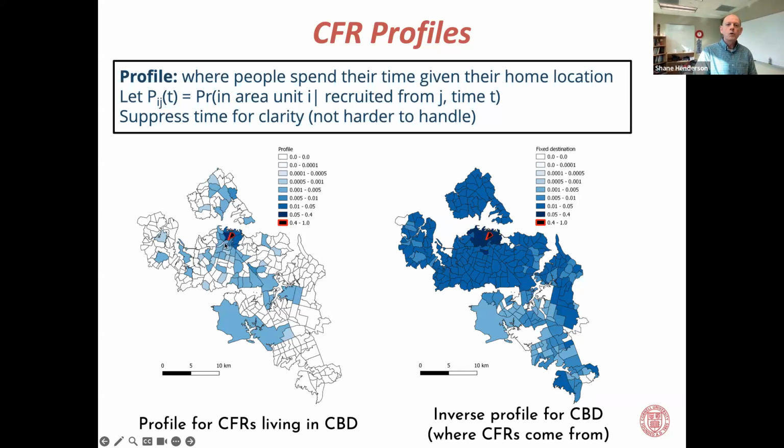And now we look at where people live, and then where they spend their time around the city. So this is estimated from census data. I won't go into the details right now. So we can estimate for somebody who lives in the central business district, where do they spend their time? Most of them spend their time in the CBD, but they do spread out a bit. And then you can also look at things like inverse profiles. So where do people come from who are spending time in the CBD? But again, I'll just skip that.